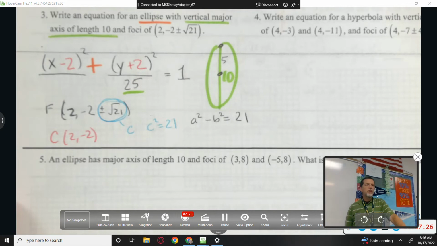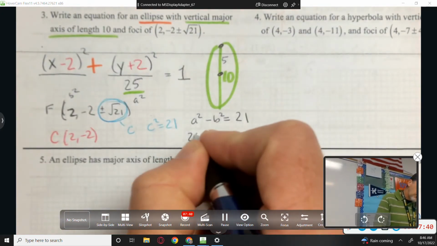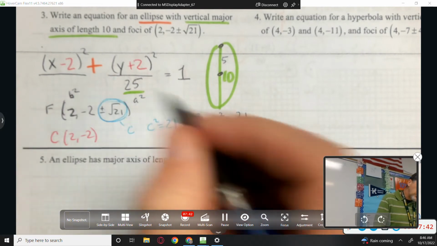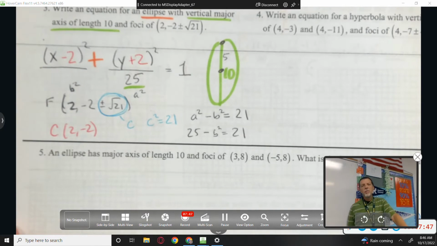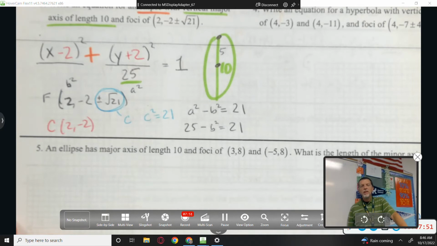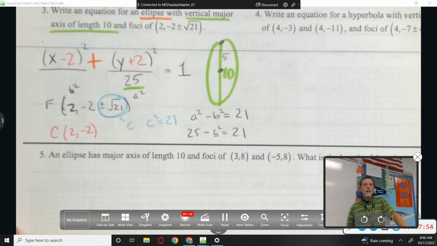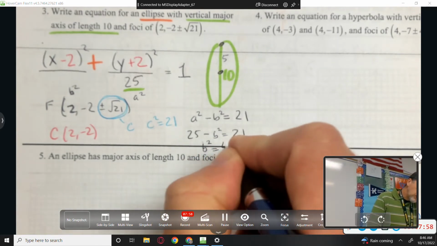But what's the 25? Is it the a or the b? This is one where it does matter. A lot of times it doesn't really matter, but it does matter here. How do you know it's the a? Because it's major. So a squared is 25. B squared we don't know yet. But with a squared minus b squared equals c squared, we can figure out b squared. So b squared is equal to 4.